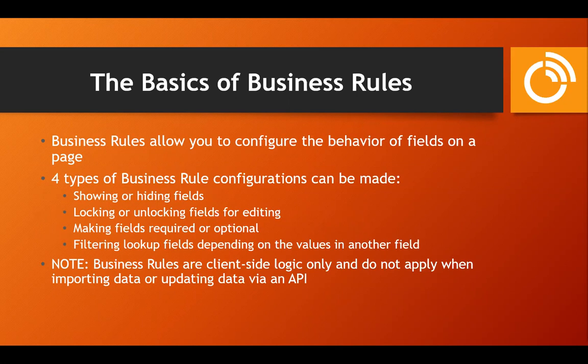So as the slide mentions, business rules allow you to configure the behavior of fields on a page. This includes both out-of-box fields as well as any custom fields you add to bpm'online. There are 4 types of business rules that can be configured in bpm'online, and those are showing or hiding fields, locking or unlocking of fields for editing, making fields optional or required, and filtering lookup fields depending on the values in another field. Special note, business rules are client-side logic only and do not apply when importing data or updating data via the API. So these rules only apply when a user is interacting with a record directly.